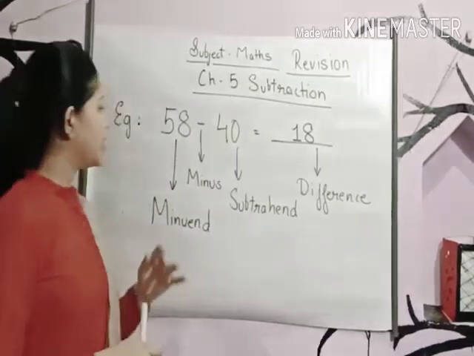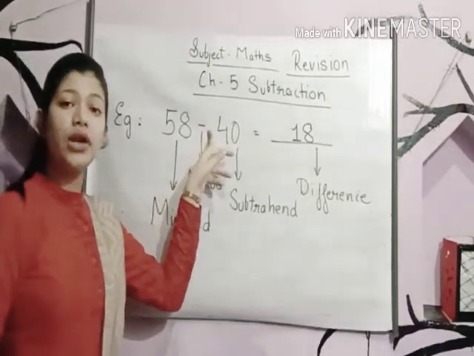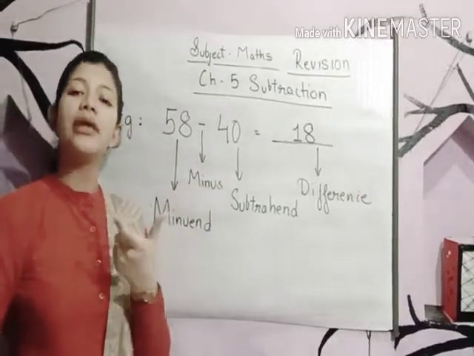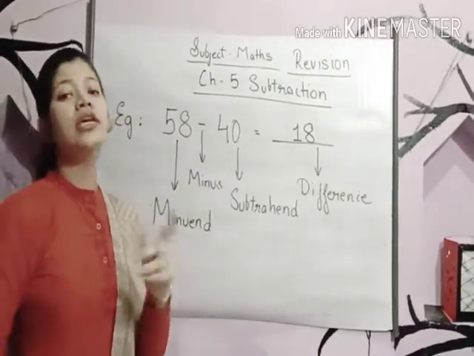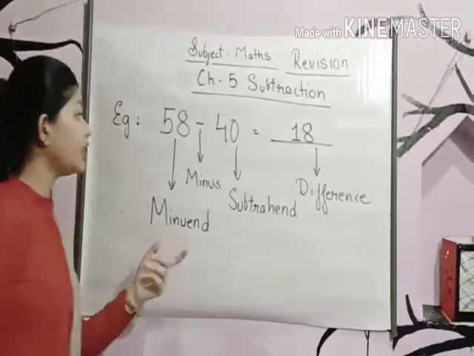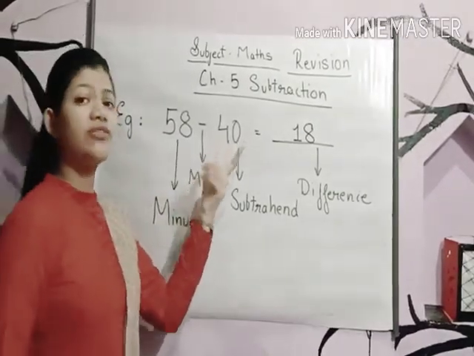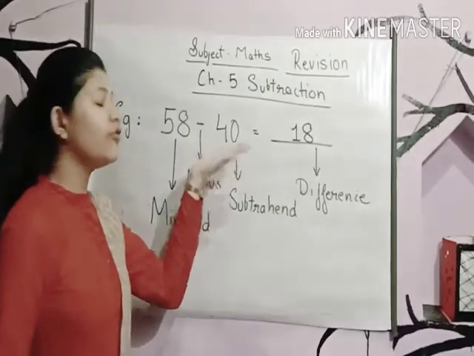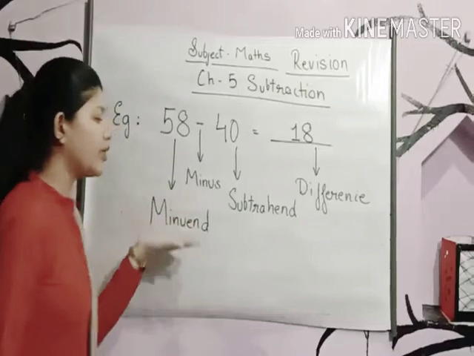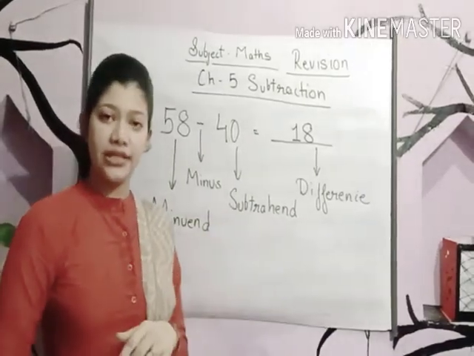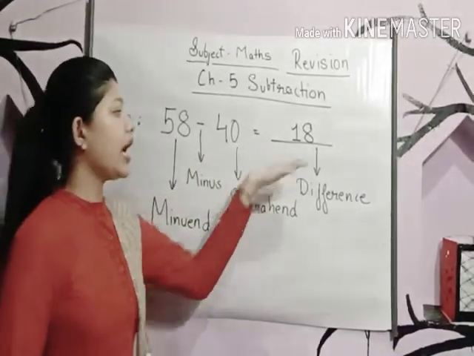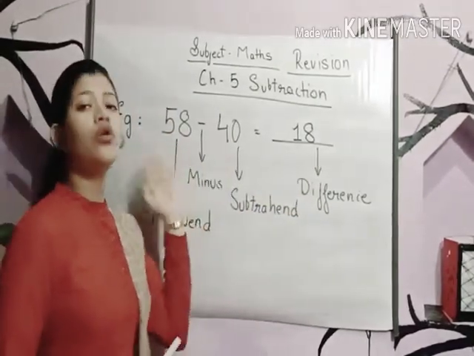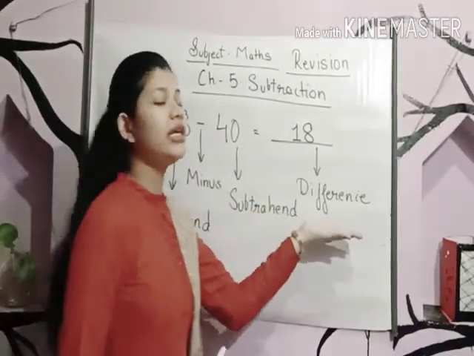that is known as minuend. Okay, now this sign is known as minus. Minus means we have to do subtraction. Okay, minus denotes subtraction. Clear? Now the number which we are subtracting is known as subtrahend. The number which we are subtracting from minuend is known as subtrahend. Clear? And the result which we get after subtracting these two numbers is called difference.